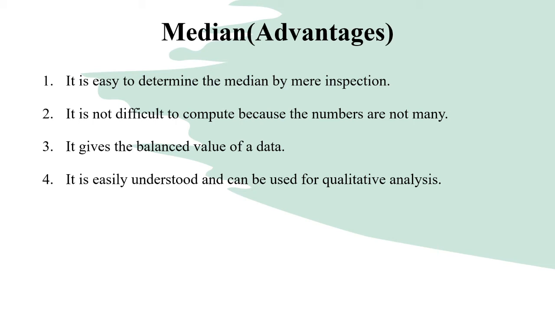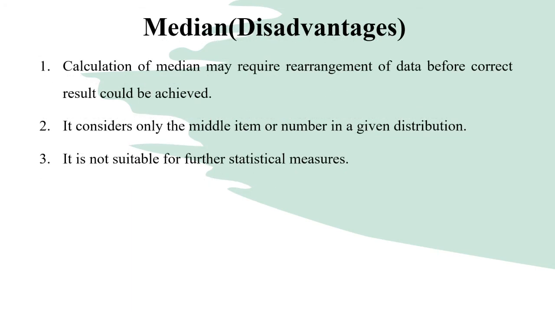The disadvantages of median. 1. Calculation of the median may require rearrangement of data before the correct result can be achieved. 2. It considers only the middle items or numbers in a given distribution, leaving out the other numbers. So it only considers the middle number, and other numbers are not valuable. 3. It is not suitable for further statistical measures.